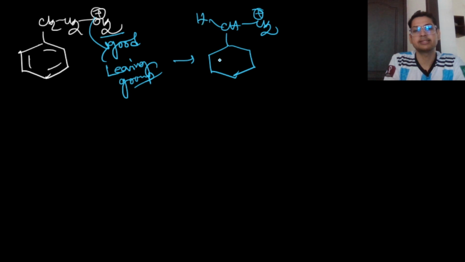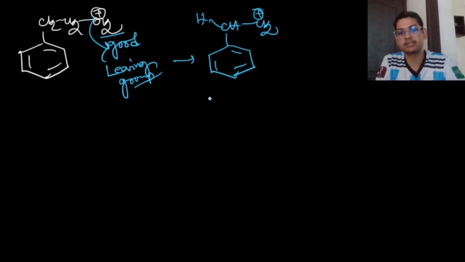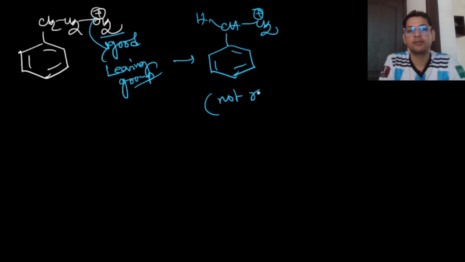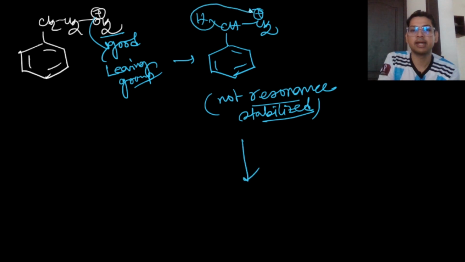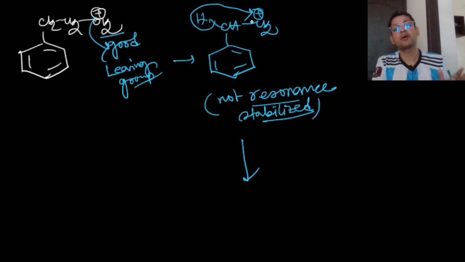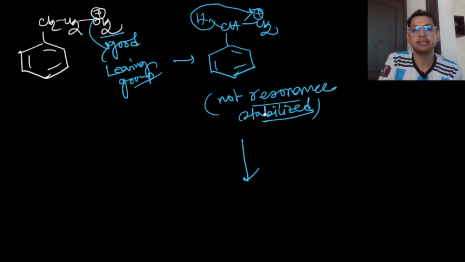Sir, if this is leaving, then I am getting benzene ring with CH2 plus. But sir, this is not a stabilized carbocation. This is not resonance stabilized. Yes, I understand that. But sir, if this is a carbocation, then you can do rearrangement. Yes, this hydrogen I will shift here. I have taken 3-4 hours of class only for this carbocation rearrangement, right? You have to apply this carbocation rearrangement.